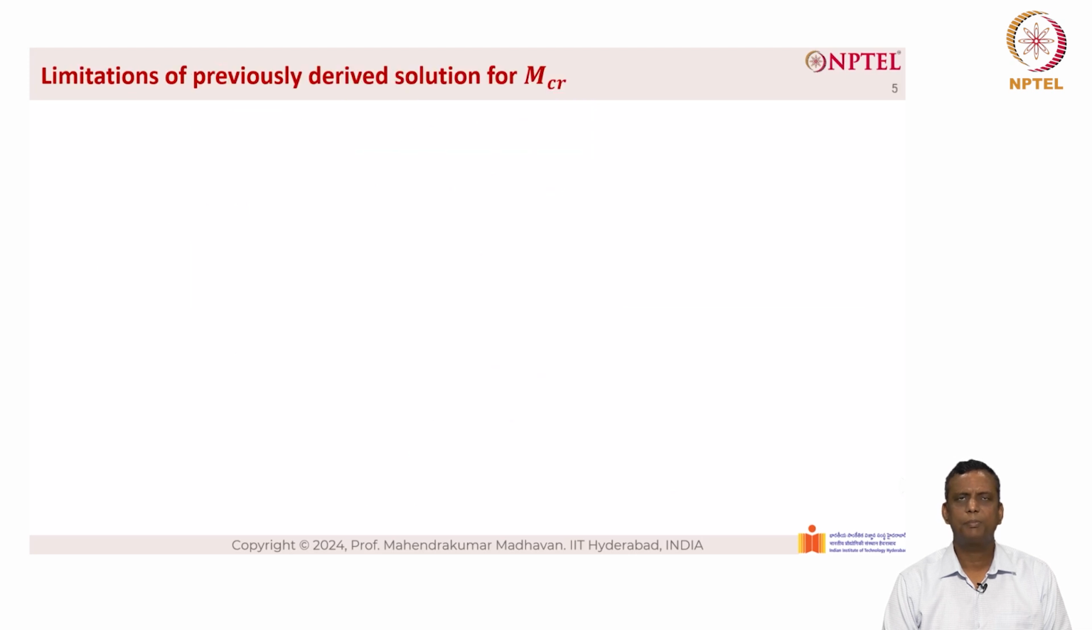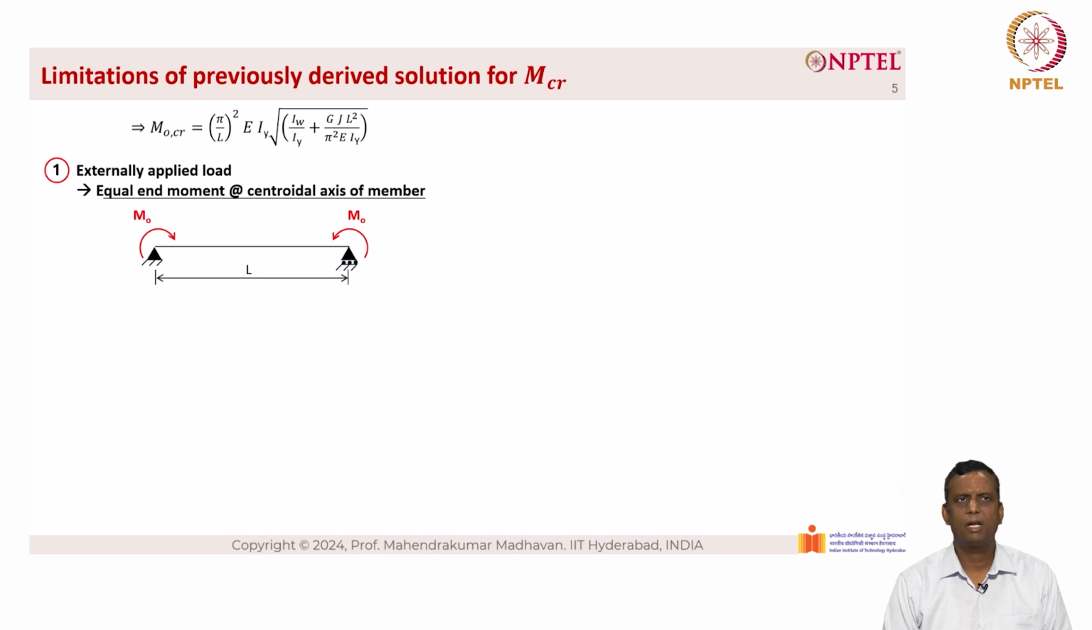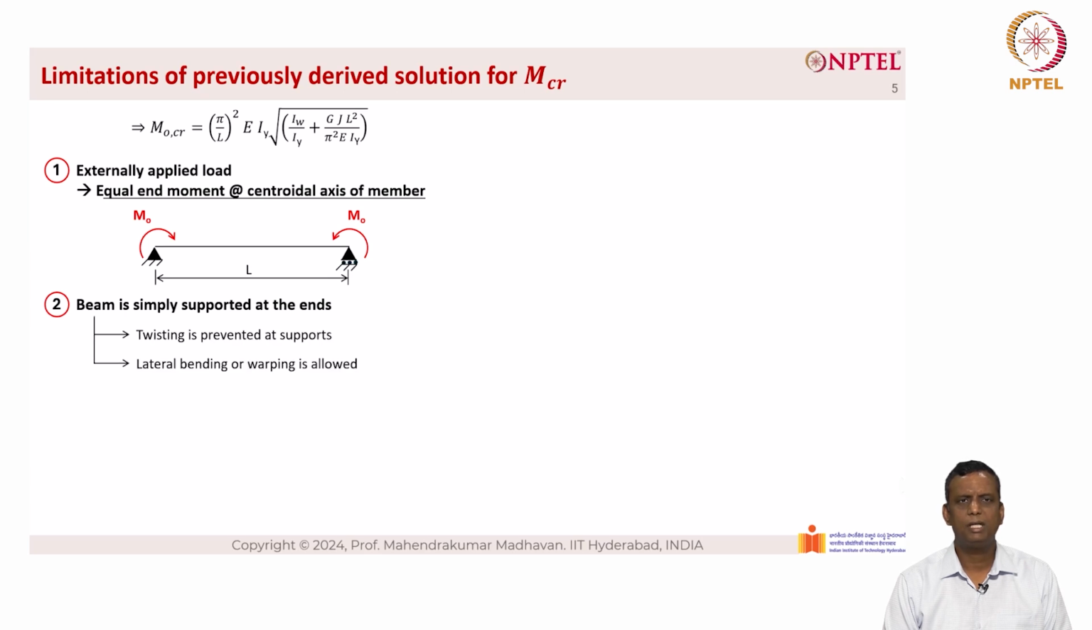So limitations of the previously derived solution for MCR. This MCR is only for externally applied moment, which is M naught on both sides, and the beam is simply supported at the ends, which means that twisting is prevented at the supports. The lateral bending or warping is allowed, and the section is prismatic and doubly symmetric cross sections. As you can see here, for I sections or boxed sections.